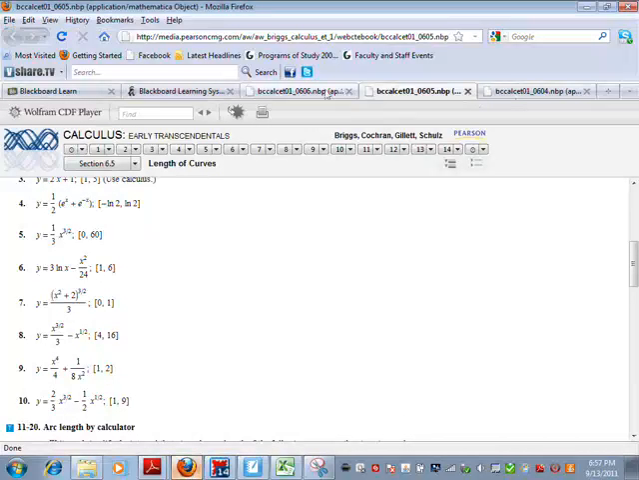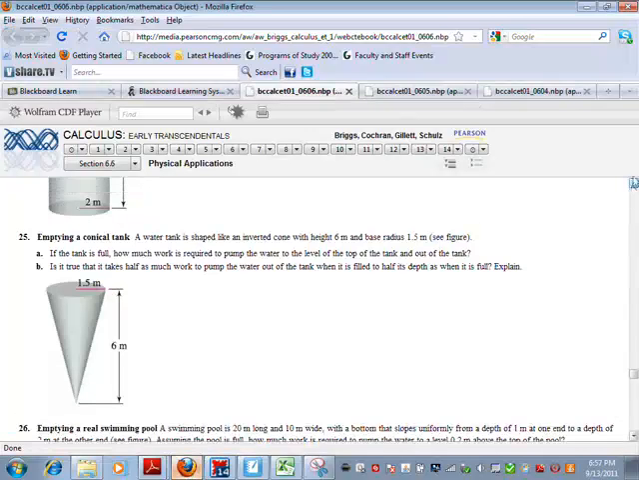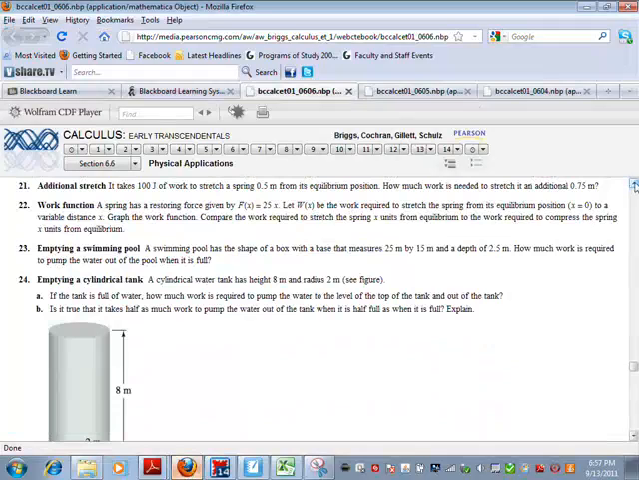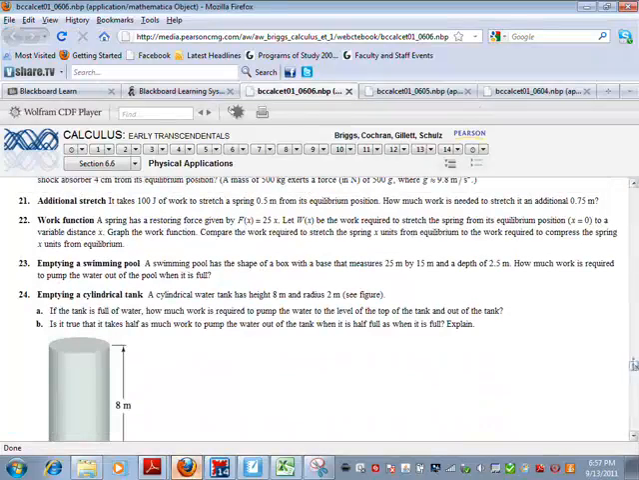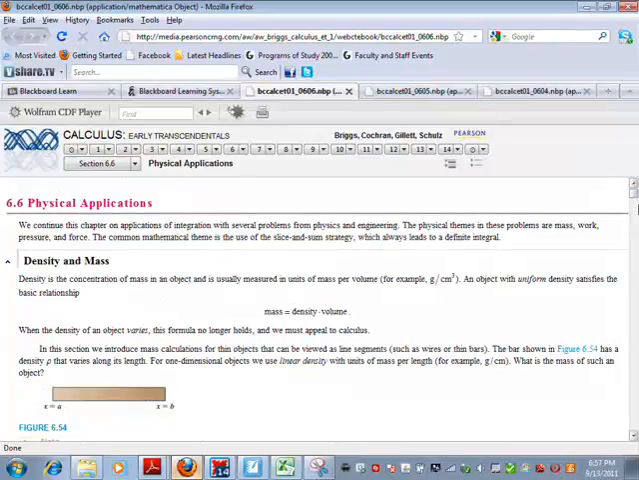6.6. Right, so we're doing some physical applications. All right, so we're doing some density and mass. Okay, so mass is density times volume. I never think about it this way. I usually think about it as density is mass divided by volume. Right, that's the way that I think about it.